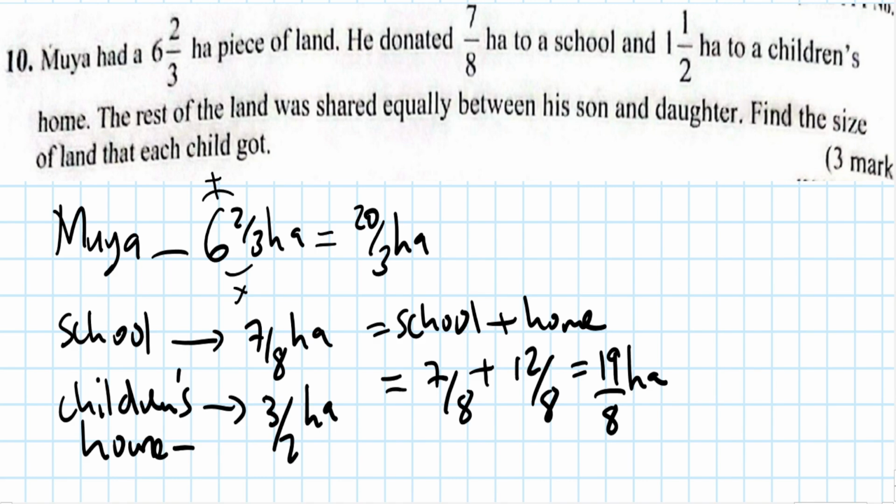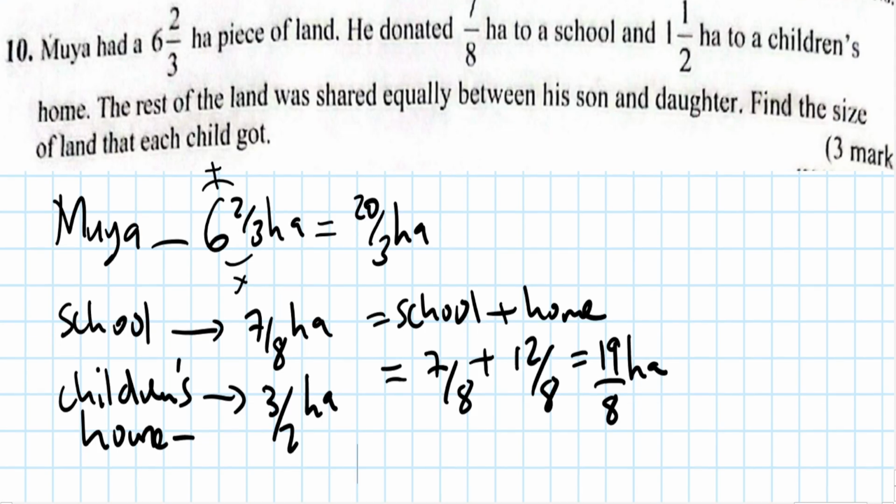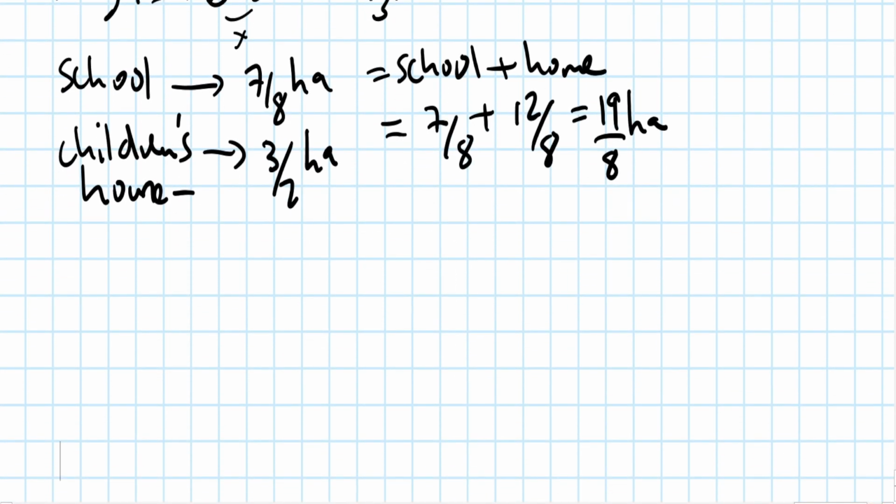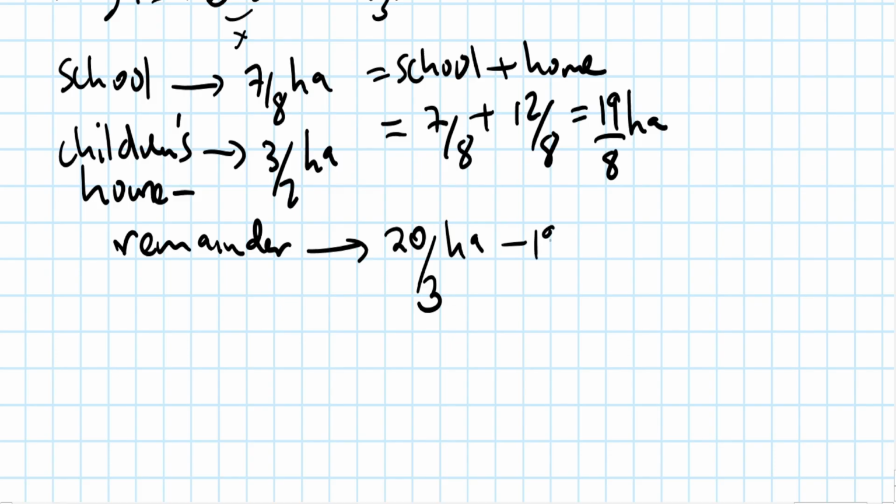Now let's see how much it remained. Okay, or how much remained. So how much did it remain? So basically you'll take 20/3 because those are the total land. So 20/3 minus 19/8 hectares.